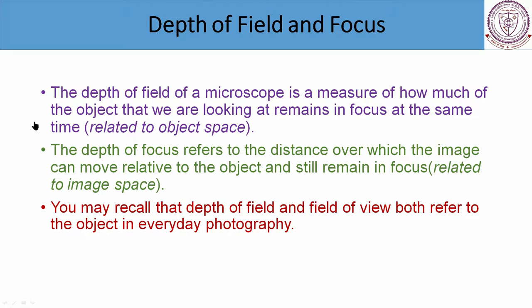Depth of focus and depth of field are the two central concepts in electron microscopy. The depth of field of a microscope is a measure of how much of the object we are looking at remains in focus at the same time. So what does it mean? It simply tells you that this is related to object space.